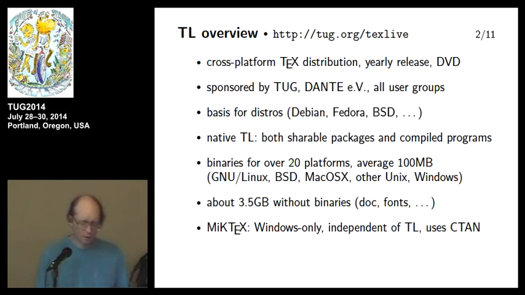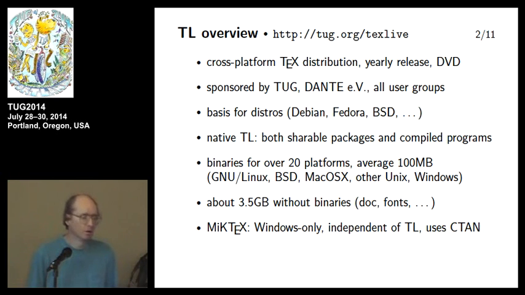First, a little bit of basic background. Of course, it's on the web, tug.org/texlive. Just about everything I'm going to say is on there somewhere, and I'll point out some of the URLs as we go along. For anyone who may not know, and I know there's at least one person who doesn't know, it's a big cross-platform TeX distribution.